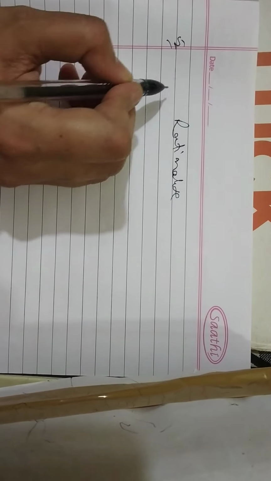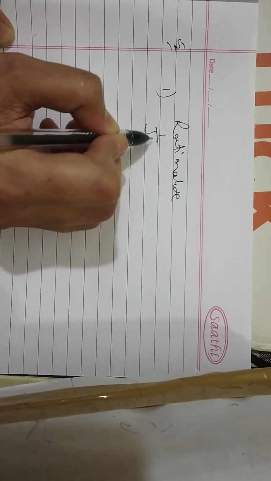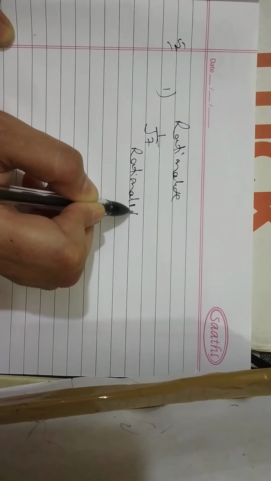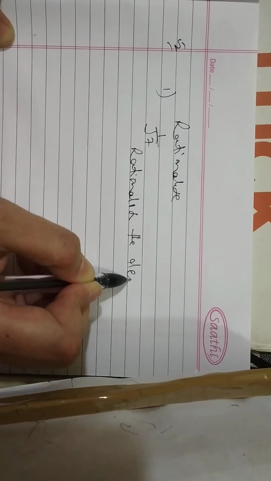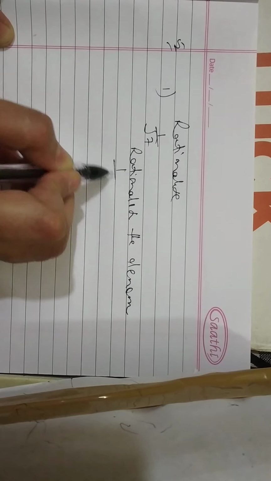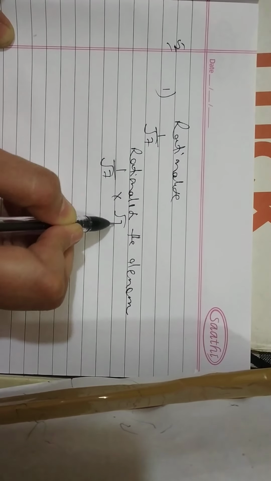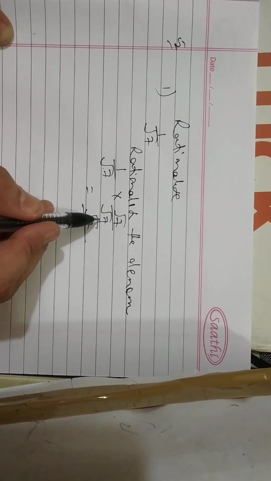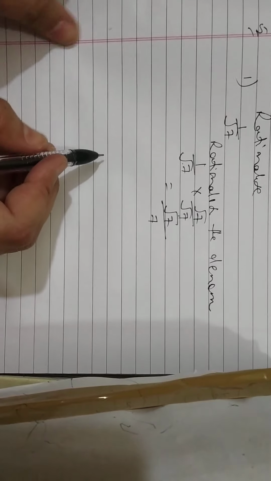I am going to solve them. First problem, 1 upon root 7. Again, rationalizing the denominator. 1 upon root 7 into root 7 upon root 7. Numerator will be root 7. Root 7 into root 7 will become 7.